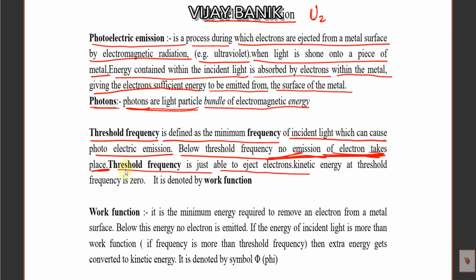Okay. Threshold frequency is just able to eject the electron. Kinetic energy at threshold frequency is 0. It is denoted by work function. Let me explain this first, then I'll go over the last 3 lines which I read over here. So, let's learn about work function.